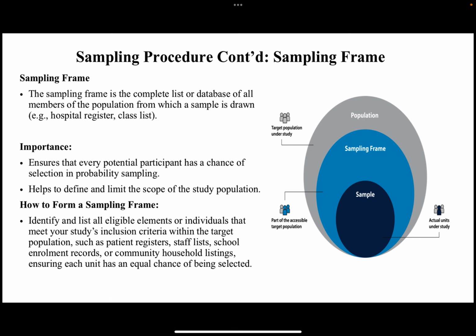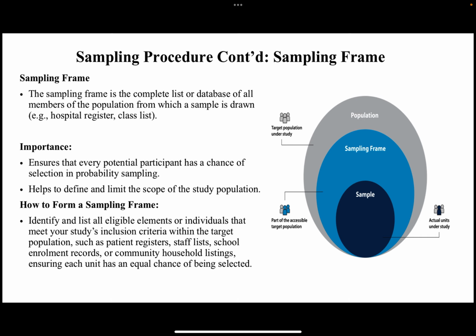For example, you want to conduct a study among patients in an emergency unit. Now the hospital patient register, provided it contains the complete list of all the patients, becomes the sampling frame. Another example is a class attendance list. You want to conduct a study among students in a certain school, maybe a junior high school, maybe among level 400 students. Now the class attendance list can serve as a sampling frame. Why?